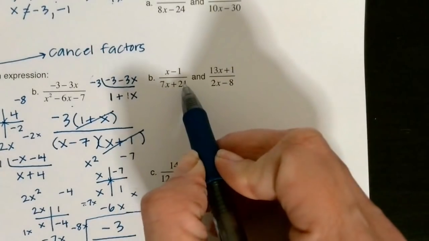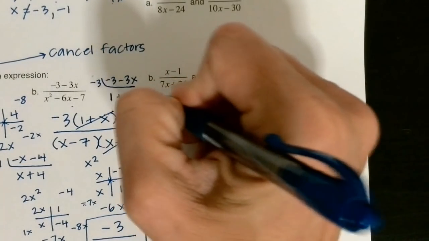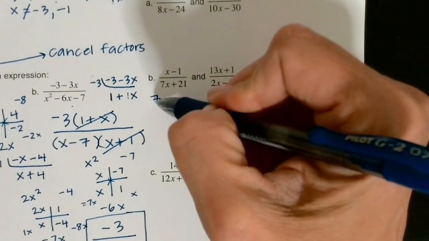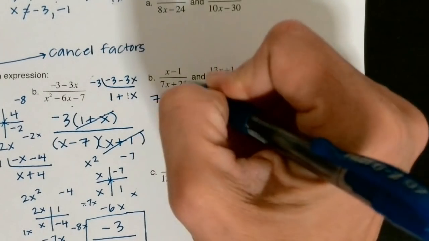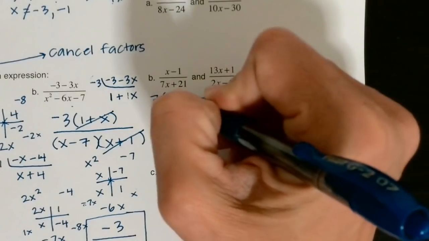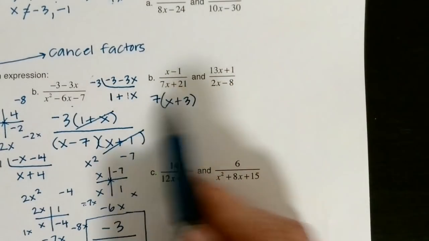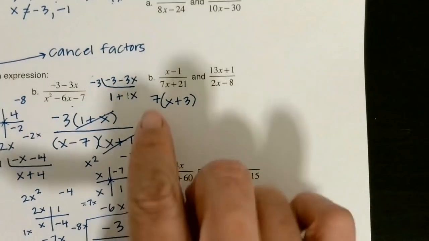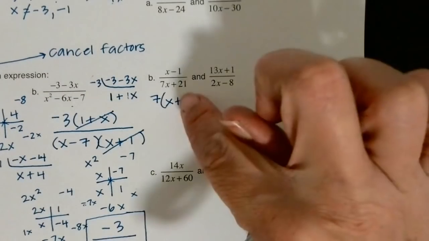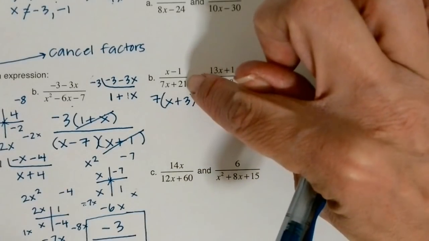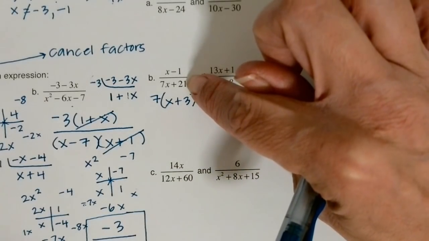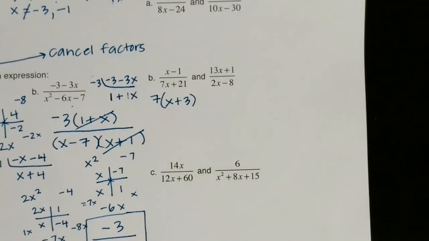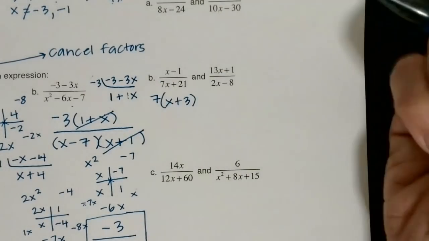So 7x and 21, they have a 7 in common. 7x divided by 7 is x. 21 divided by 7 is 3. So these are the factors. 7 is a factor, and x plus 3 is a factor. When you multiply factors together in math, the answer you get is called the product. Just like when you divide, you get a quotient. When you multiply, you get a product.